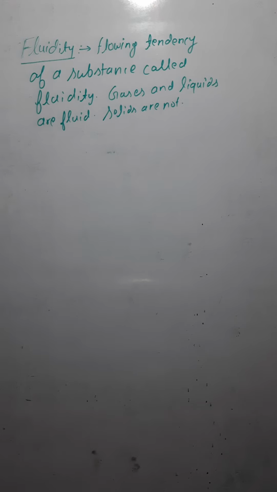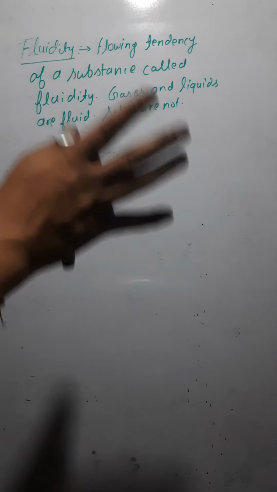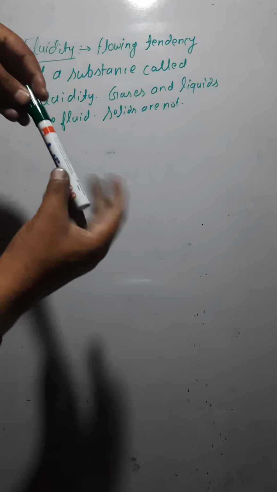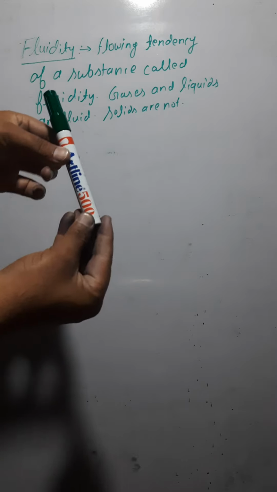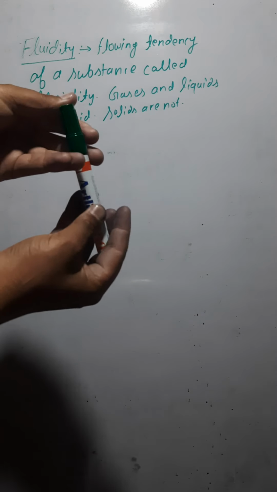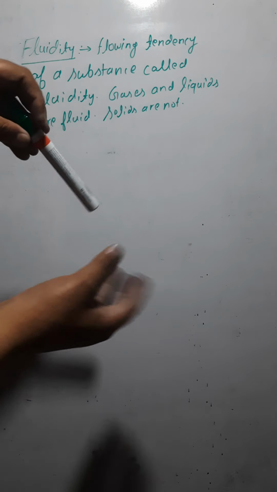And the next property is fluidity. Fluidity means anything which is flowing, so it's a fluid. Anything which is not rigid, you can say. Let's say this marker is there. This marker would not flow. Why? Because it is rigid. It cannot change its shape. So which are rigid, they cannot flow. But which are not rigid, they can flow.